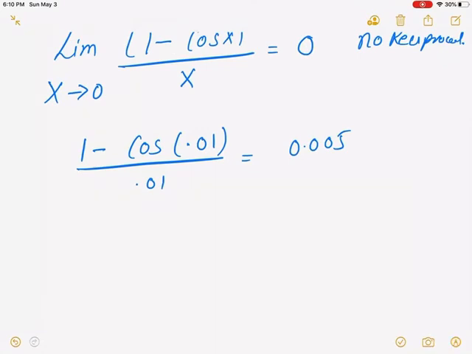Again, the reason I plug in 0.01 is because when I say x approaches 0, I'm talking about a number that's getting closer and closer to 0. I don't know if that makes sense. That's the reason I'm plugging in those small numbers.